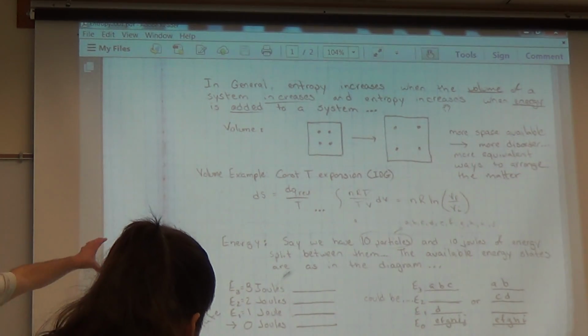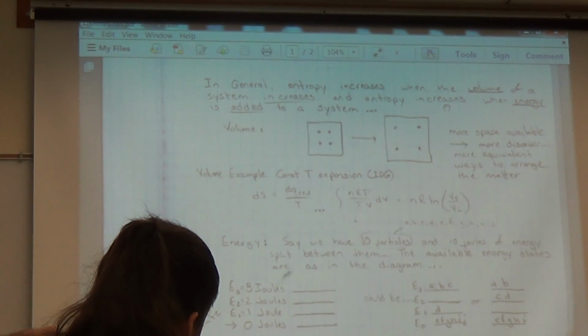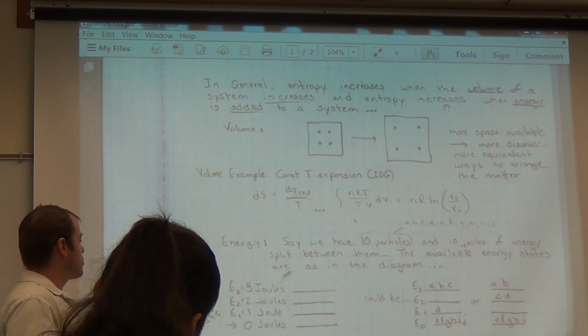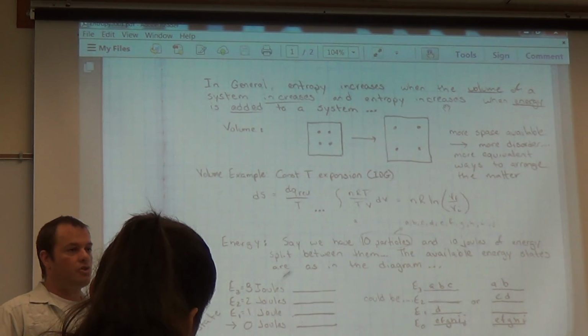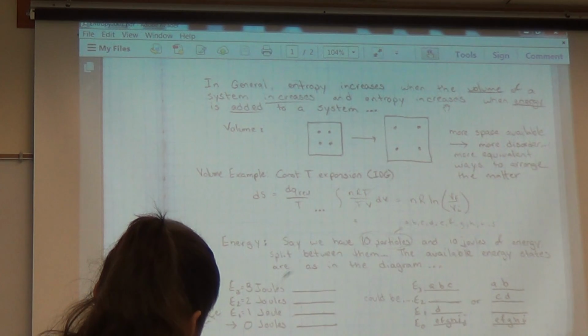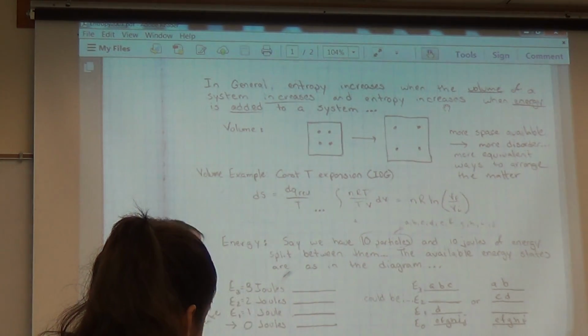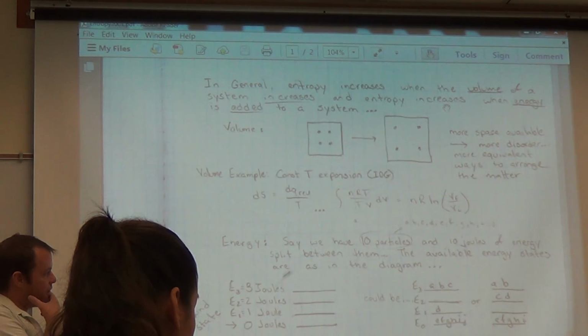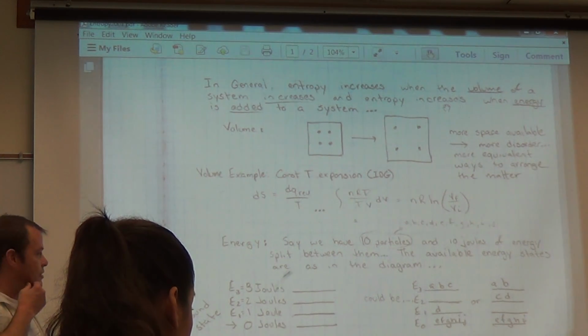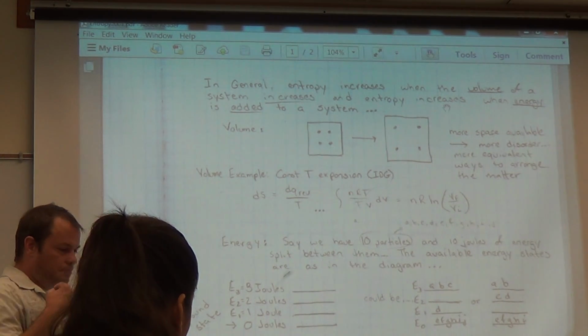So kind of compartmentalize that. Entropy is a function of volume. Volume increases, entropy increases. Entropy is also a function of the total energy possessed by the system. And this is going to be a little bit weird to get through, but bear with me.